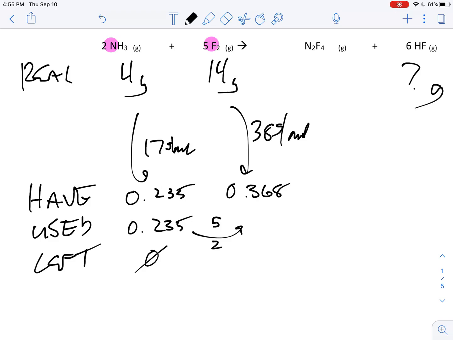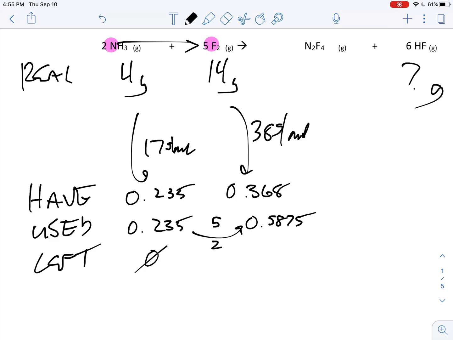Because again, I'm going from the 2 over to the 5 that's there. So a 5 halves ratio. So I'm going to take the 235 and multiply it by 5 halves. And I end up with an answer of 0.5875 or so.